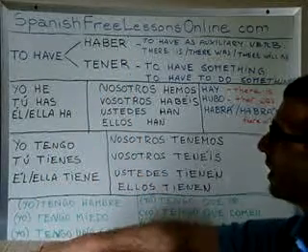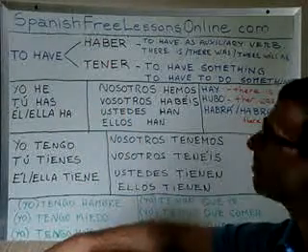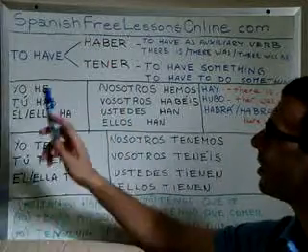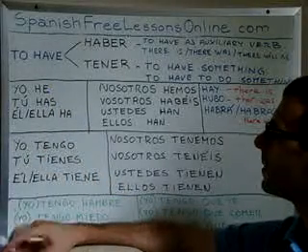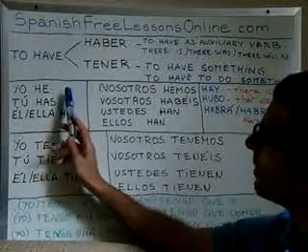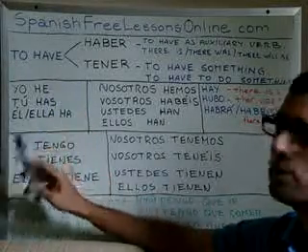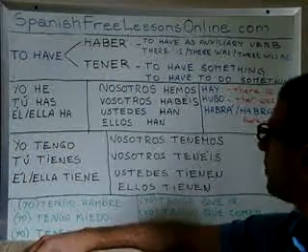Both these verbs are irregular. So they have a particular conjugation that we'll see now. And as you can see, the verb haber is more irregular than tener. So let's see again.